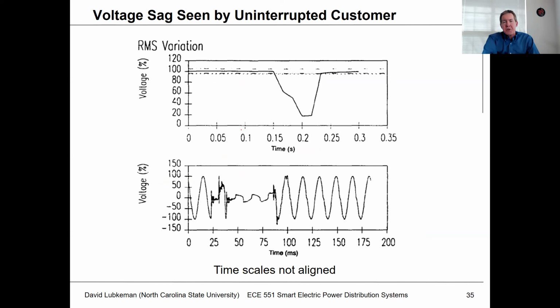This shows what a voltage sag would look like for an uninterrupted customer. It doesn't exactly match up to the previous case. This is actually a different case, but it basically shows what happens on the adjacent circuit. And this is a case where you had a pretty deep sag. So the slope right here, this is kind of due to the signal processing, calculating the RMS value.